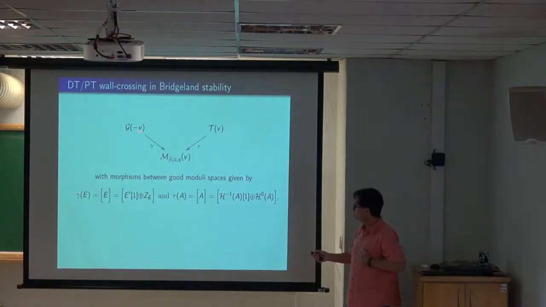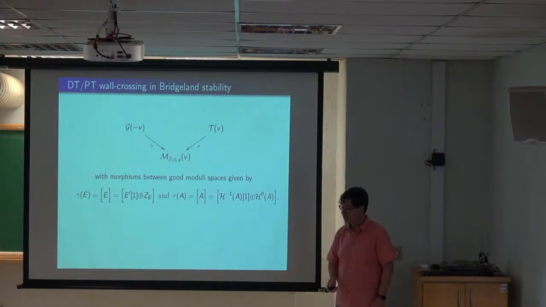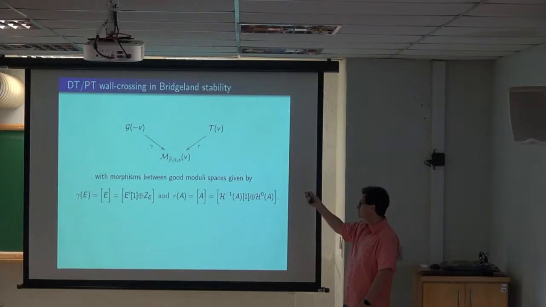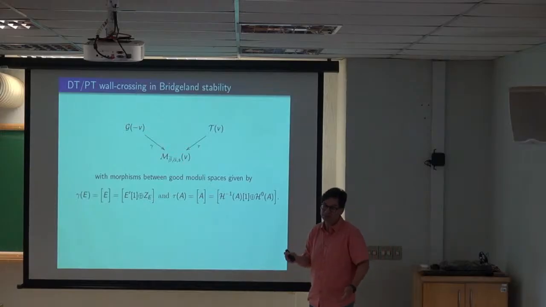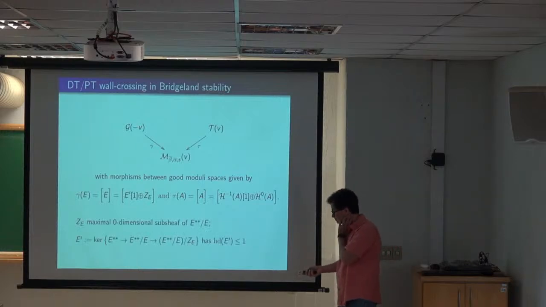Okay, so the wall crossing maps. This G here is the set of semi-stable objects on one side of the wall, the Gieseker chamber. This curly T here is the set of stable objects on the other side of the wall, the PT stable objects. And these are the objects that are semi-stable at the wall. And these objects can be described as these pairs that I'm going to explain.